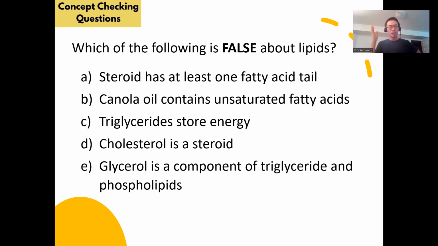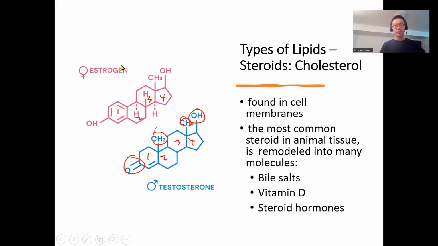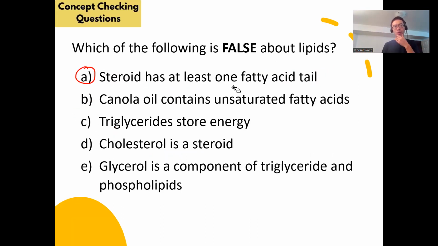No? Okay. So the false statement, right? Let's see. Steroid has at least 1 fatty acid tail. That's the false one. Remember steroids? The only thing that makes it a steroid is not whether it has a fatty acid tail or not. To know whether it's a steroid or not, what do we look for? We look for the 4 rings. That's the only thing. Other stuff that you attach on, those are just functional groups, and it doesn't have to be a fatty acid tail. So that's why this is false. It says it has to have at least 1 fatty acid tail. Not true. Everything else is true.